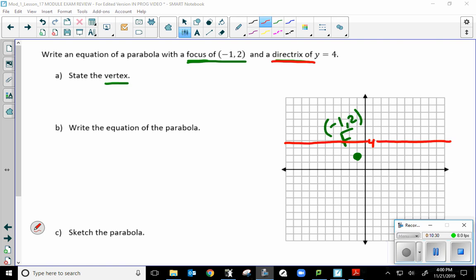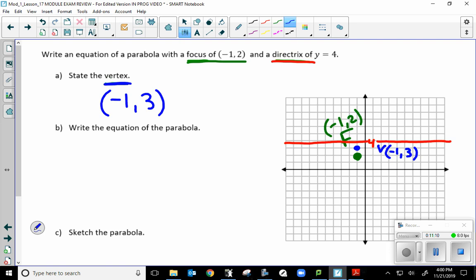And if you remember what I said, the vertex is always right in between the directrix and the focus. That point that I just plotted here in blue is negative 1, 3. That's the vertex. So the vertex is negative 1, 3. Simple. Now, it wants us to write the equation of the parabola.